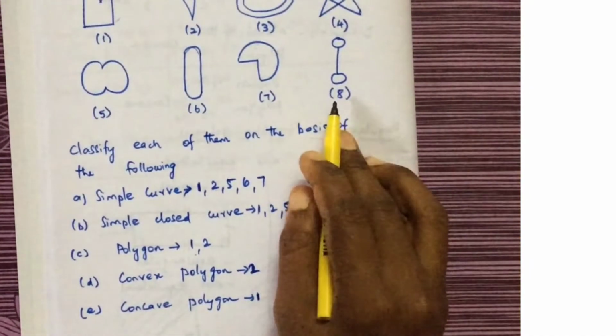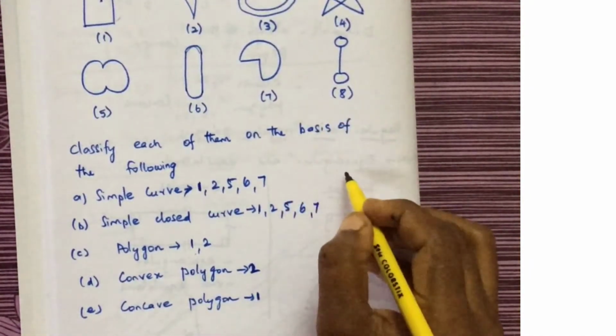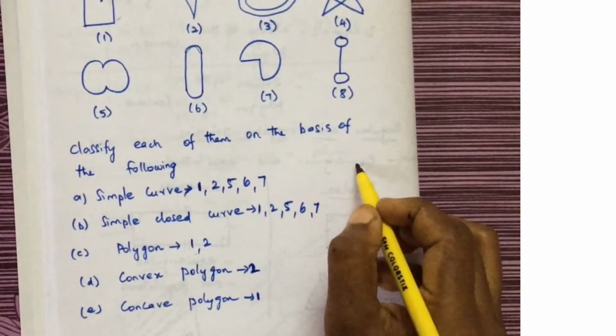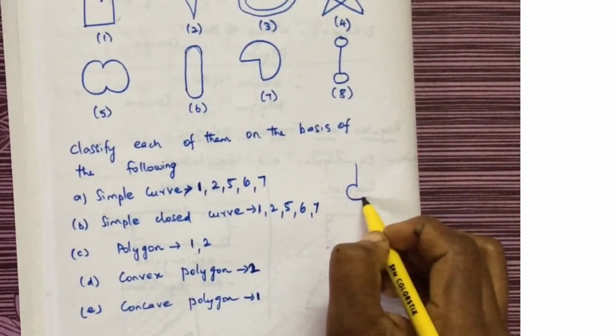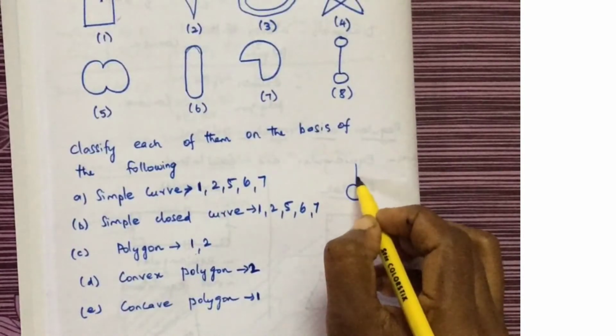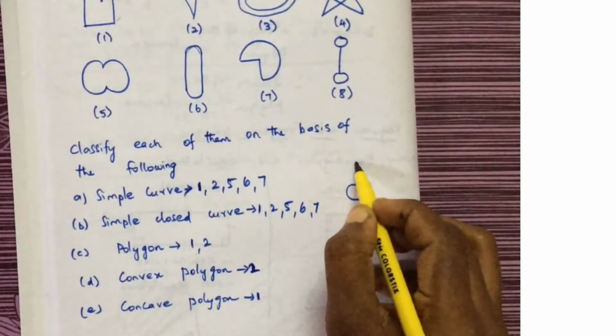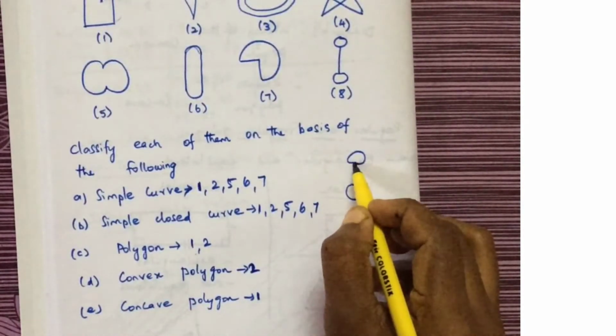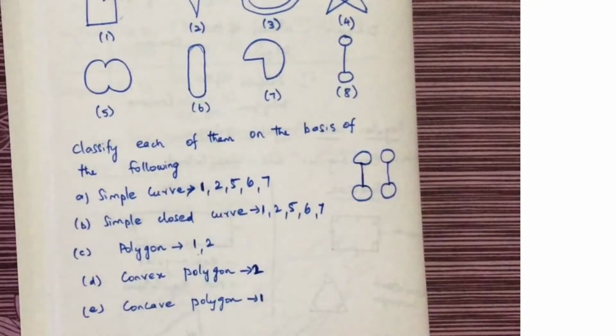The last picture is not a curve because if I start drawing the curve like this and go like this, again I have to cross this. There is an overlap here to complete the picture. There is an overlap here, so this is not a curve. So it will not come here.